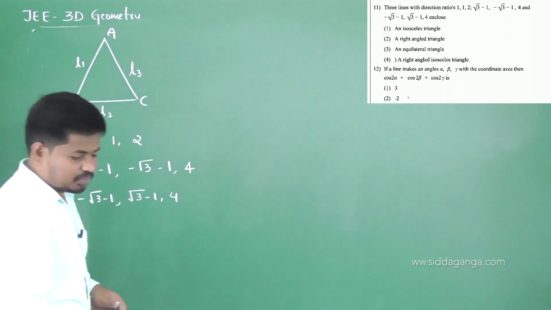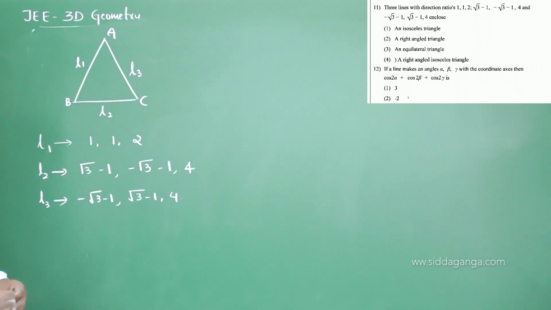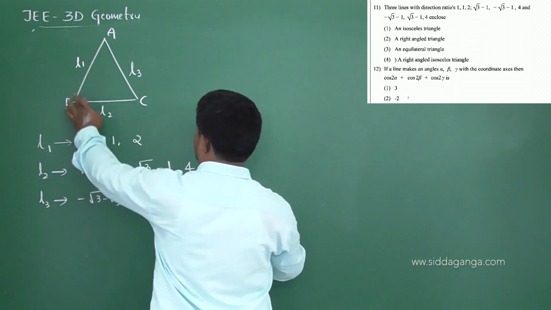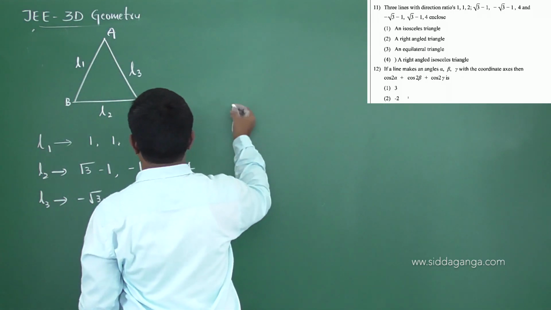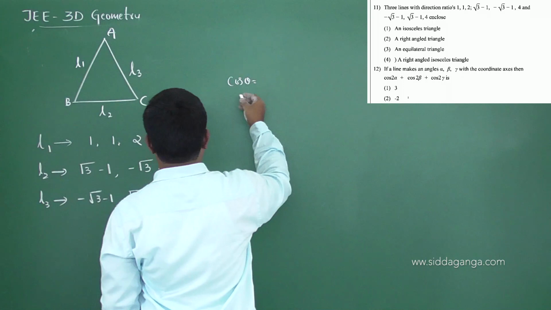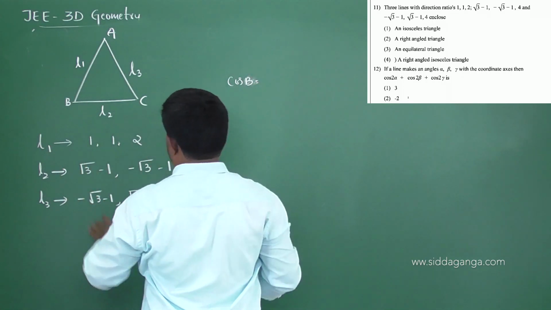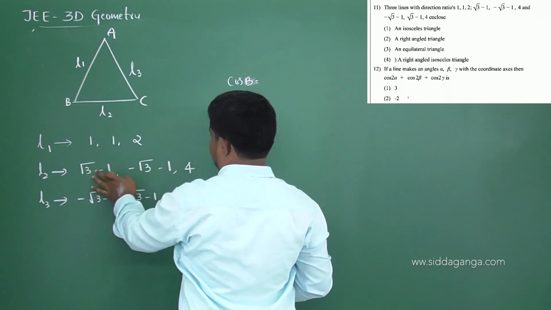Okay, observe here, students, they have mentioned ratios. So we know how to find the angle between two lines using the ratios, that is cos theta. Let us find the angle between AB and BC, that is cos B, the angle between L1 and L2. So let us take these as A1, B1, C1 and A2, B2, C2.